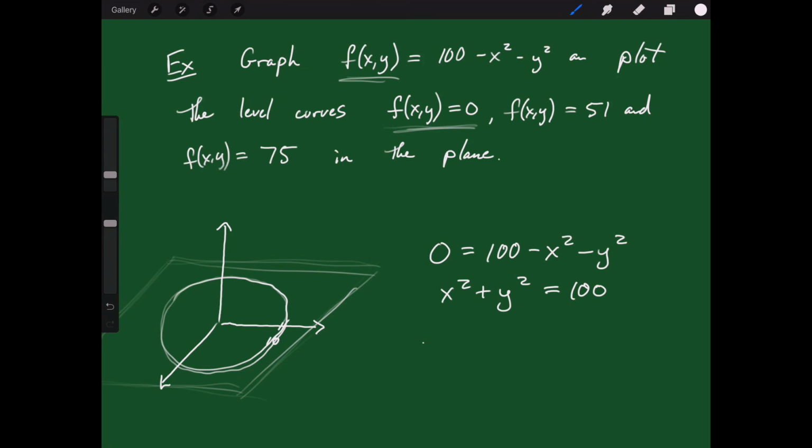Well, what happens if I cut it somewhere else? Like, let's say I cut it up at z is equal to 51. Well, at z equals 51, now I'm much higher, right? I'm up here.